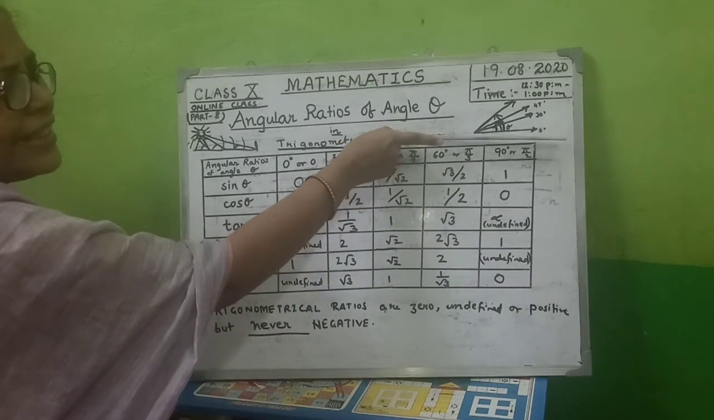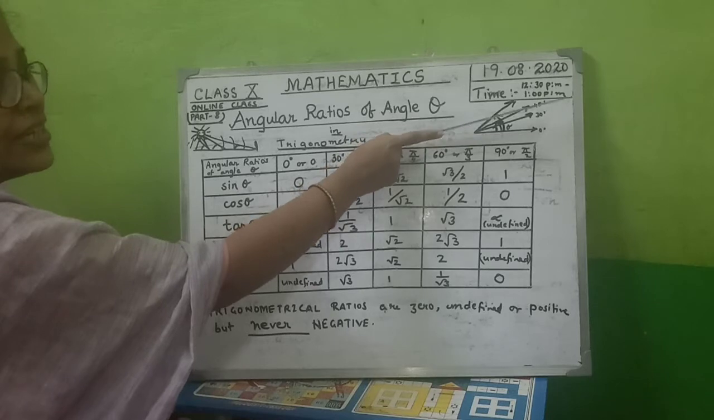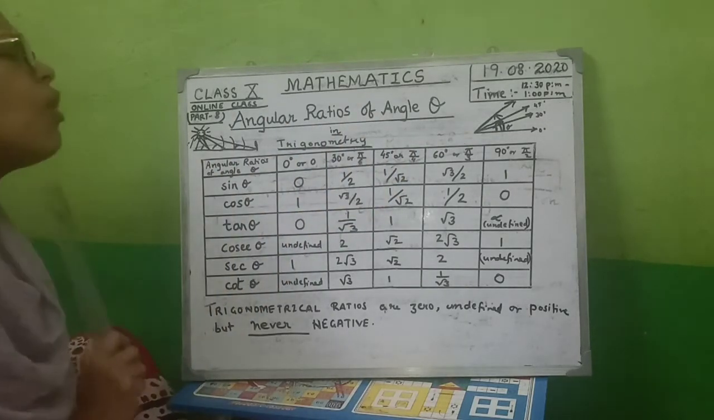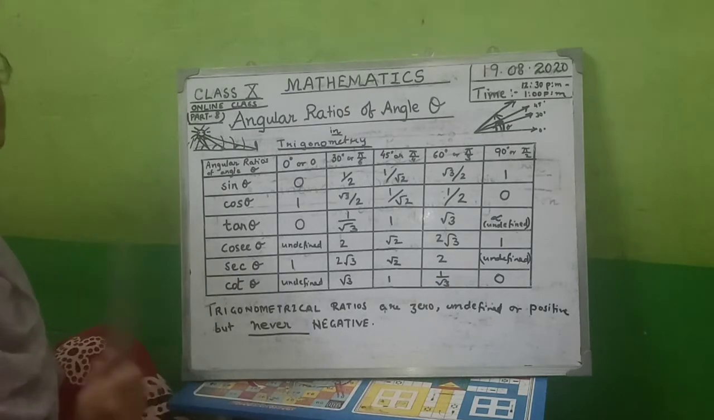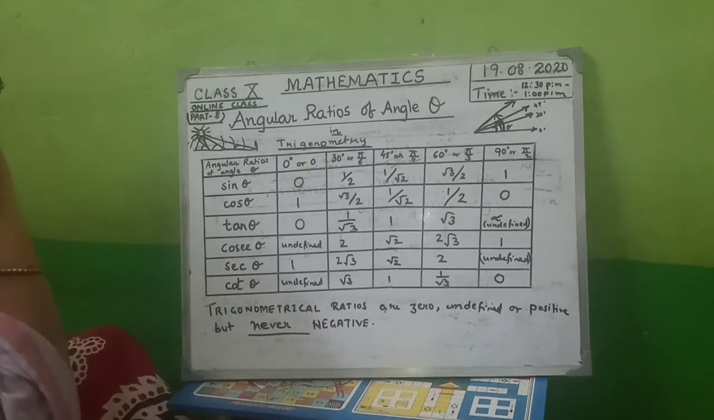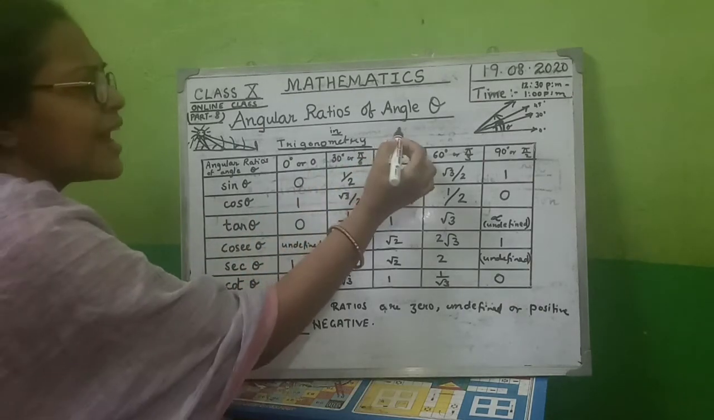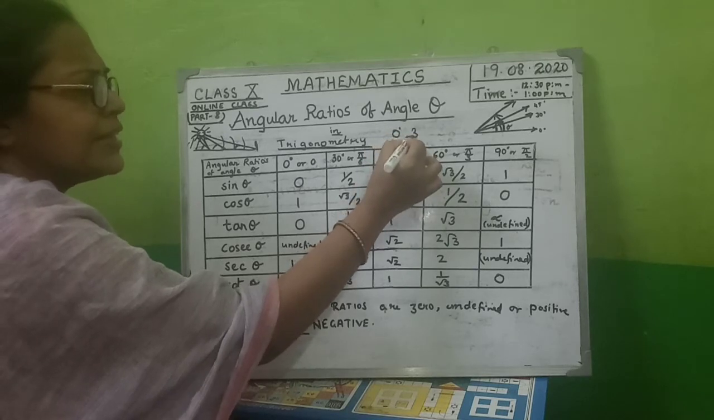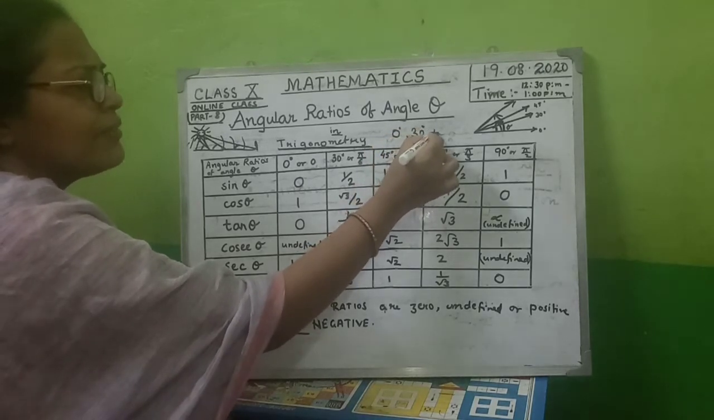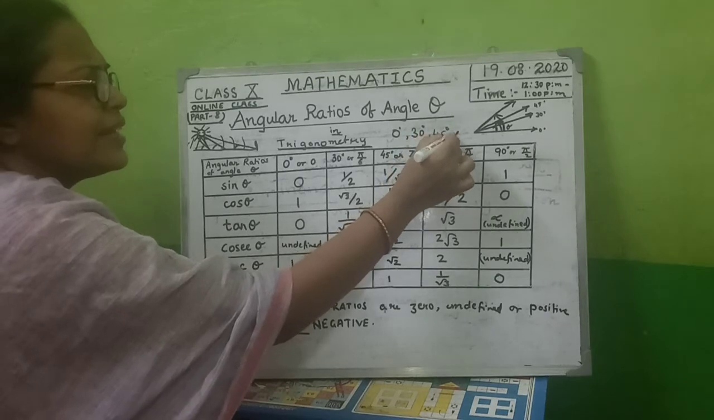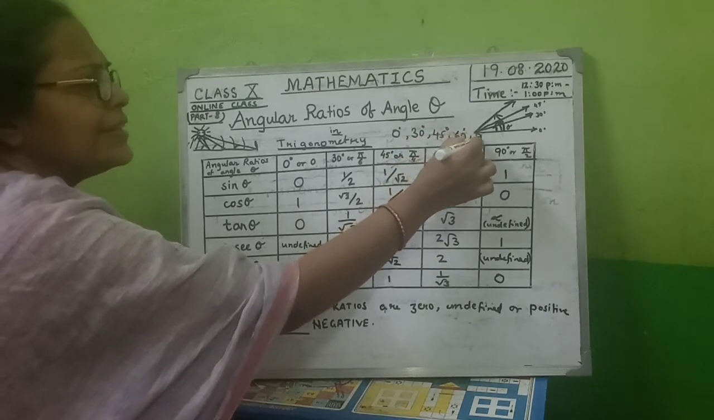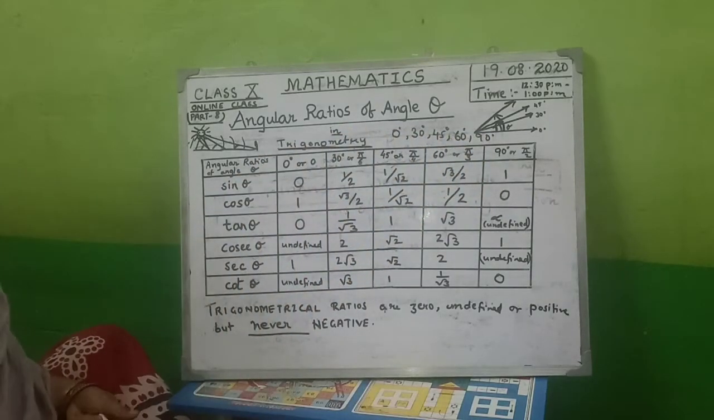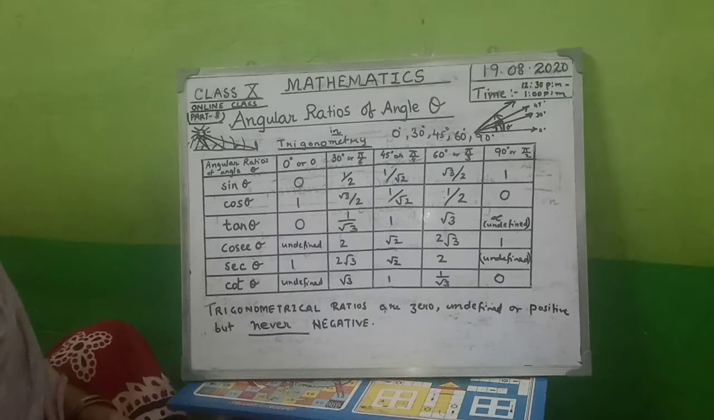Now this angle is what? 0 degree, then 30 degree, 45. So we will not consider all minute angles. We will consider only the standard angles. What are the standard angles, children? They are 0 degree, 30 degree, 45 degree, 60 degree and 90 degree. 1, 2, 3, 4, 5. Only 5 standard angles we will consider.